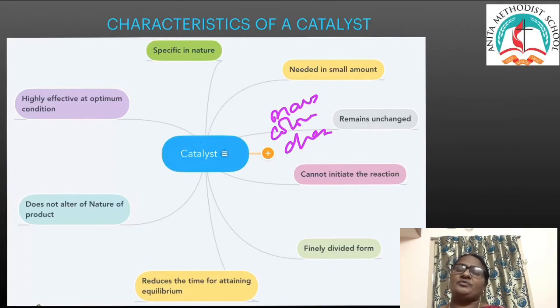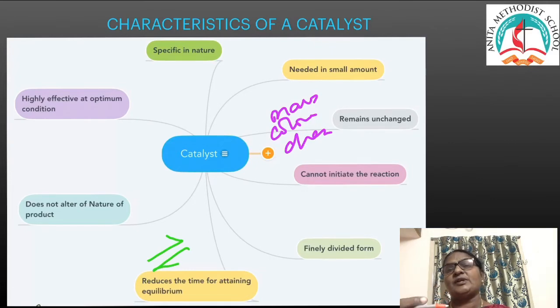Finely divided form, we have already seen. Instead of taking a lump of the catalyst, if I take it in a finely divided powdered form, the catalytic action is more. The increase in surface area increases the reaction rate. Equilibrium. What is an equilibrium reaction? When both the forward and the backward reactions take place at the same time, it is called an equilibrium reaction. What happens when I add a catalyst to an equilibrium?